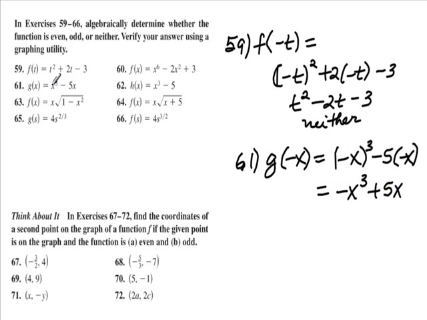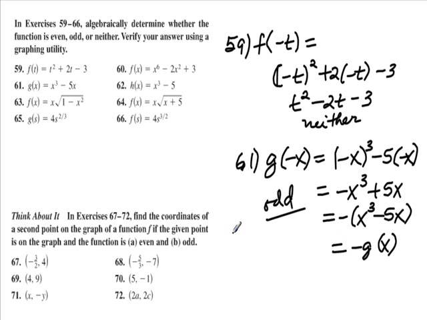So notice this is definitely not the same function, because that was a positive sign and then a negative. But notice it is actually the opposite of that original function. So this is indeed the opposite of g of x. So this function would be odd.